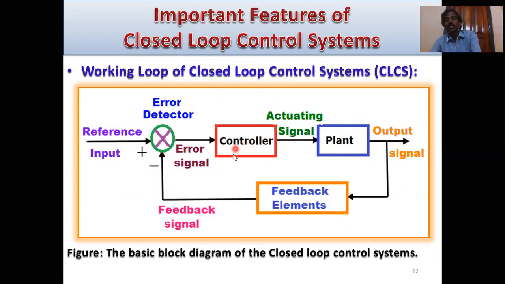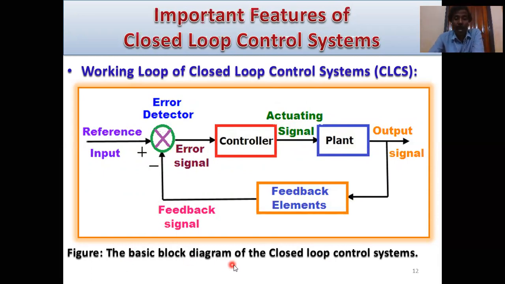This is the controller section. The controller output is also called the actuating signal. This actuating signal is the ultimate input of the plant, and after operation of the plant, we get the desired output. This output goes through the feedback path, or feedback element. This feedback may be positive or negative. In general, we use negative feedback.